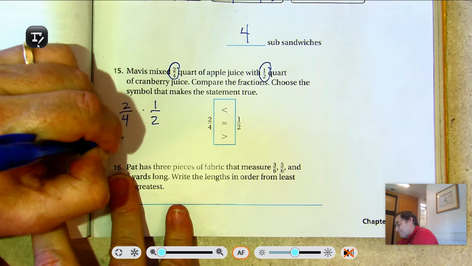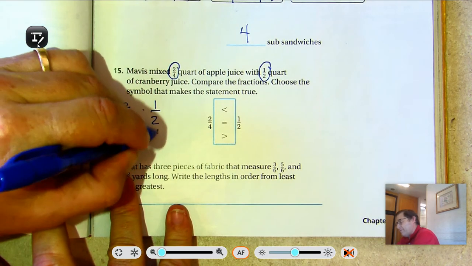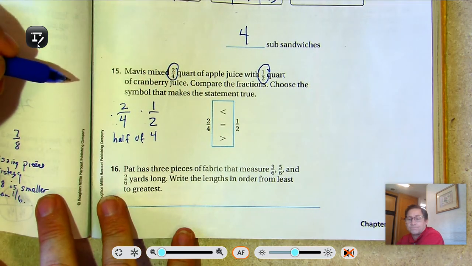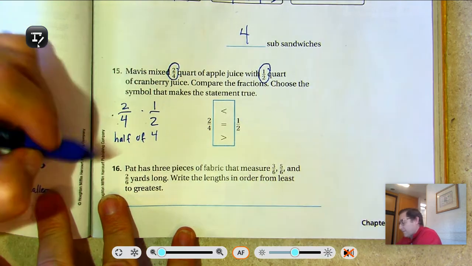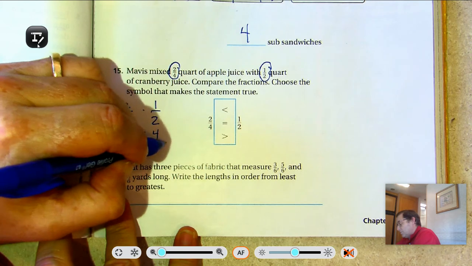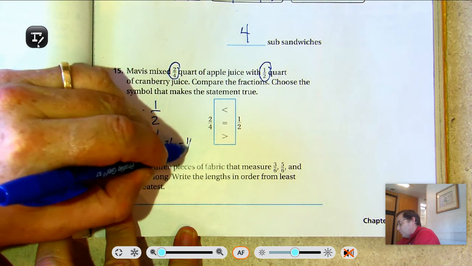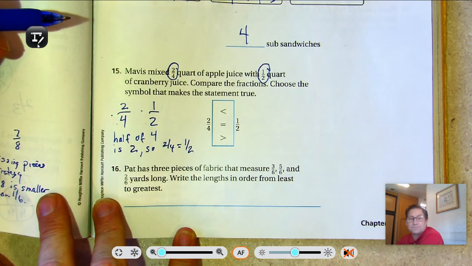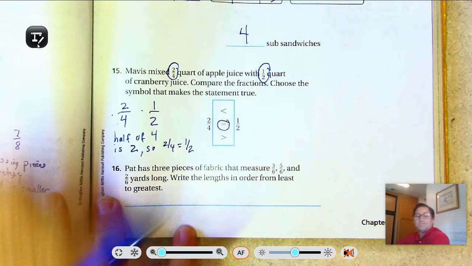What's half of 4? If I cut 4 in half, that would be 2. So 2/4 equals 1/2. Okay, so equal.